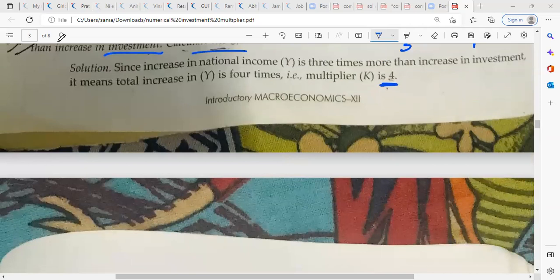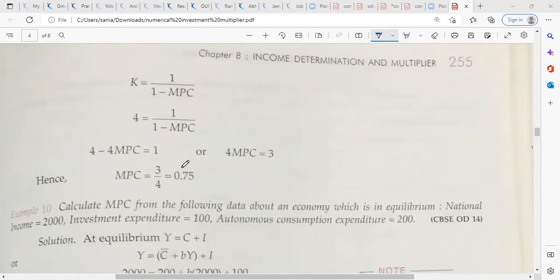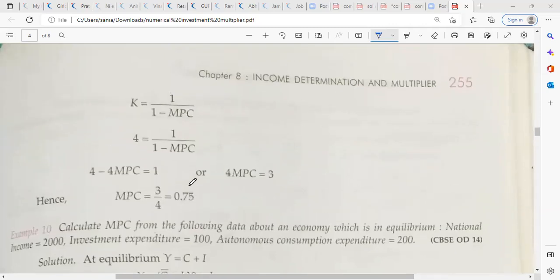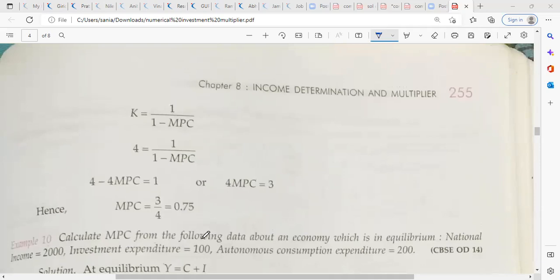Okay. So you got 0.75, is it? Okay, good. So now next question: calculate MPC from the following data about the economy, which is in equilibrium. National income is given to you, investment expenditure is given to you, and autonomous consumption is given to you, right? So we have to calculate MPC.